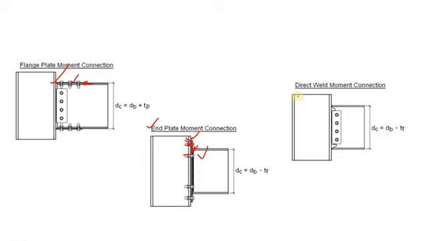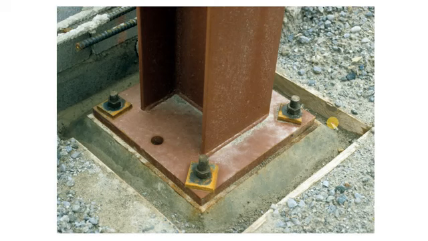The third one is your direct weld moment connection. From the name you can assume that here no flange plate or end plate is used. Directly the flanges of the beam are welded with the flange of the column. And in all of these three cases, the shear is transferred from this web of the I section to the flanges of the column. Now, what about this connection?